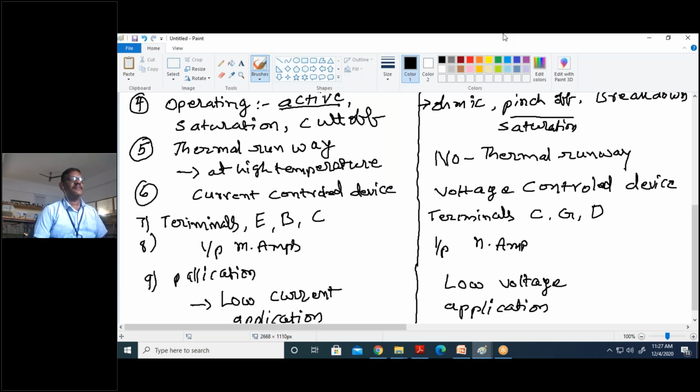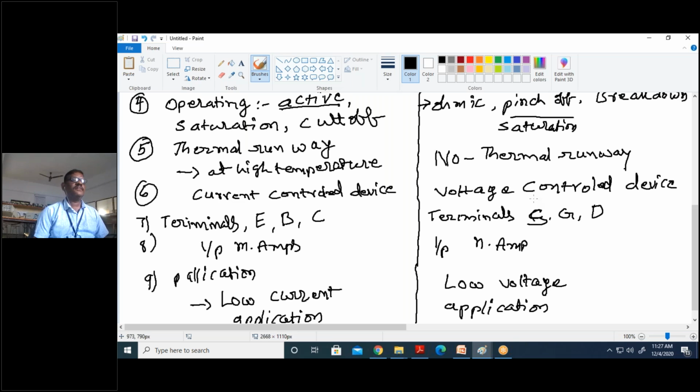Seventh point, terminals. In BJT: emitter, base, collector terminals. In JFET: source, gate, drain. Here the emitter emits the majority of charge carriers, the collector collects the majority charge carriers, and the base acts as a mediator between emitter and collector.